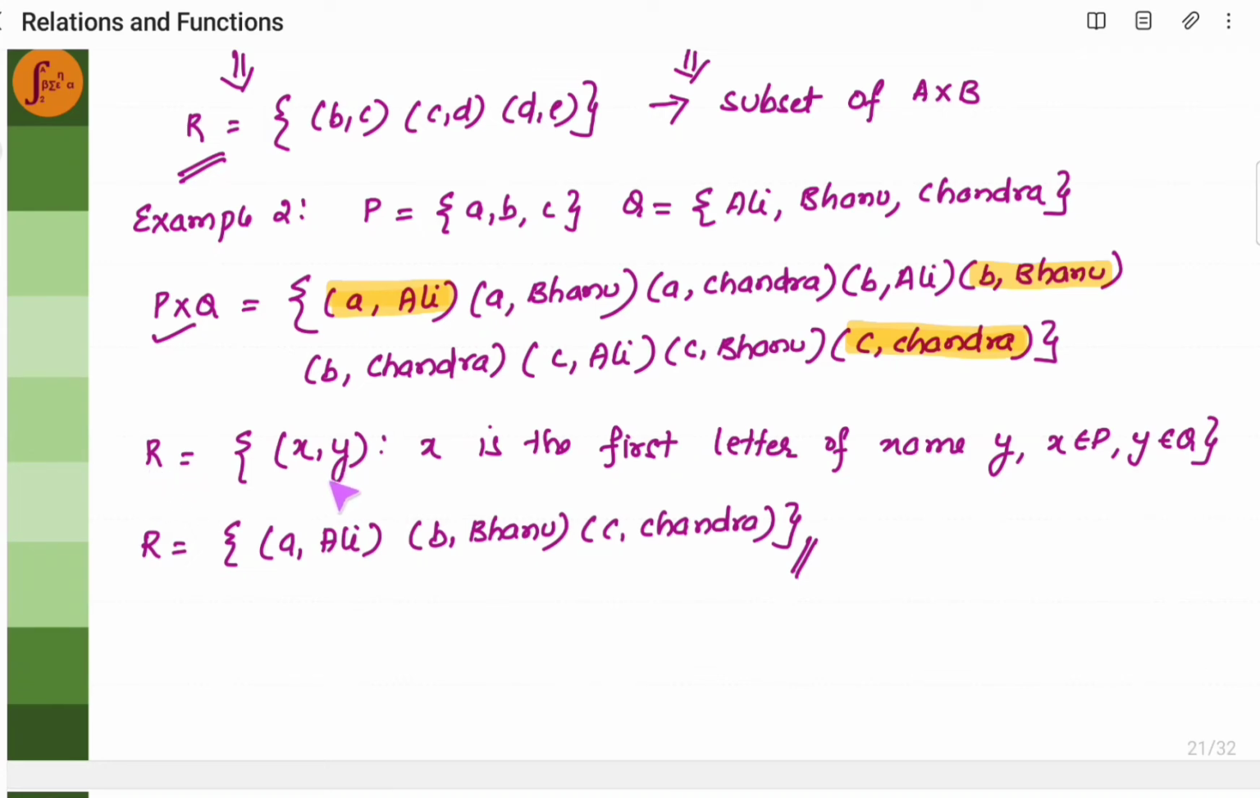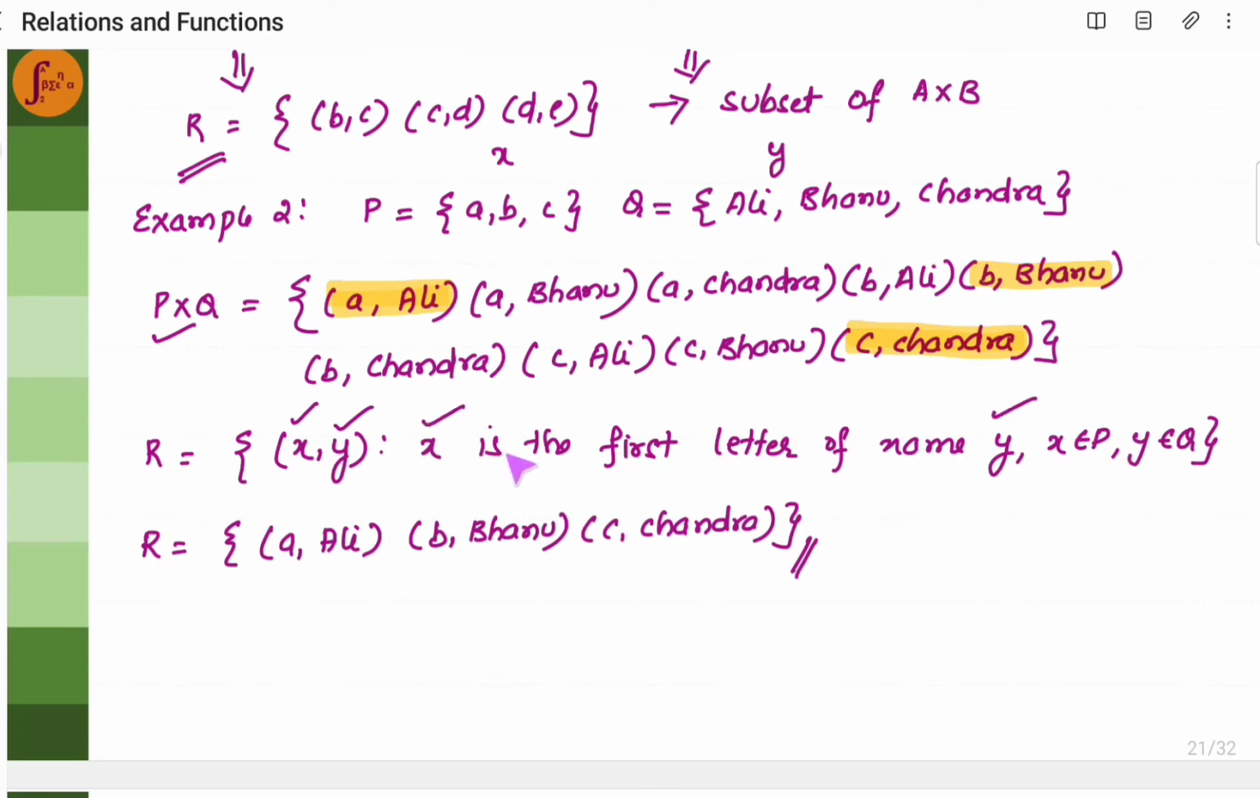Between X and Y, consider X is an element from set P and Y is an element from set Q. That is, X is coming from here, Y is coming from here. X is the first element, Y is the second element. The first element is coming from set P and the second element is coming from set Q. The relationship is: the first element, that is X, is the first letter of name Y.